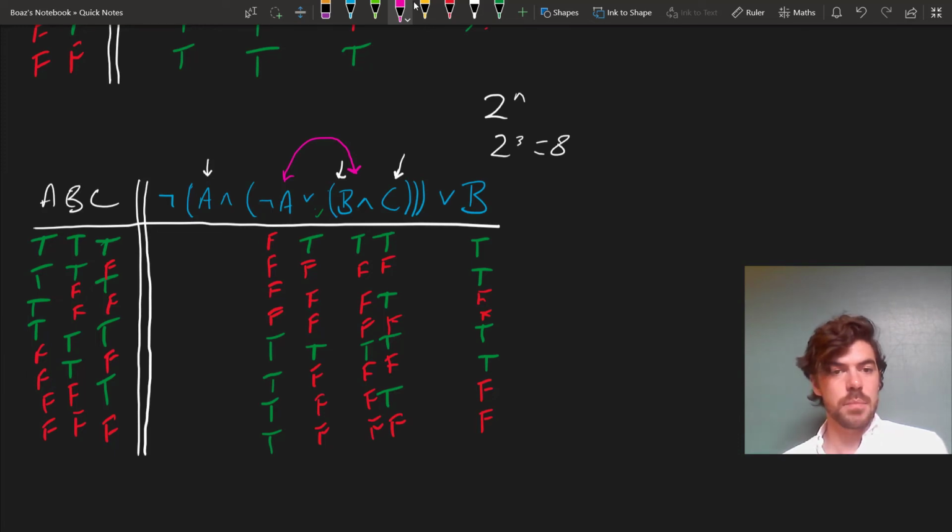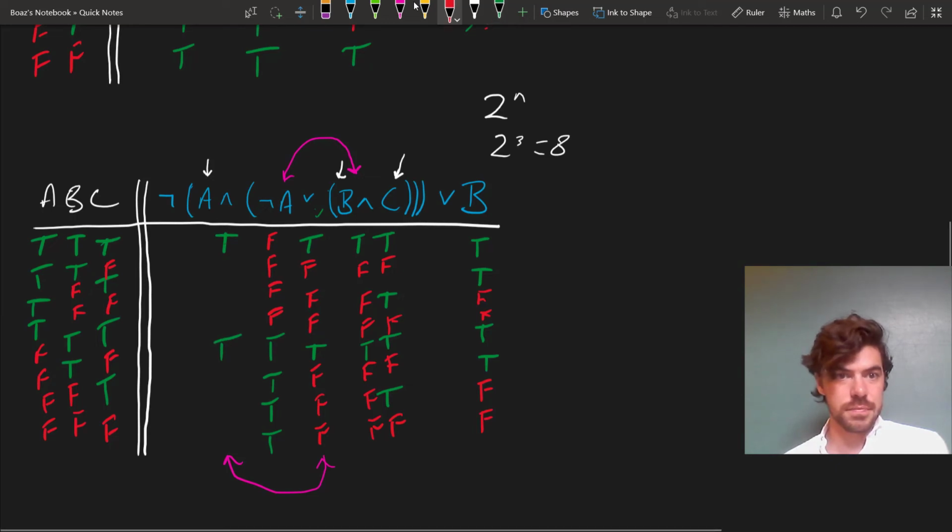That gets me this main column here for this subformula, not A, or in parentheses B and C. I want to compare this line now with the one under the and. So what I'm comparing here is the A line and this column right here. And it's true just whenever they're both true. So true, true, and the rest is false.